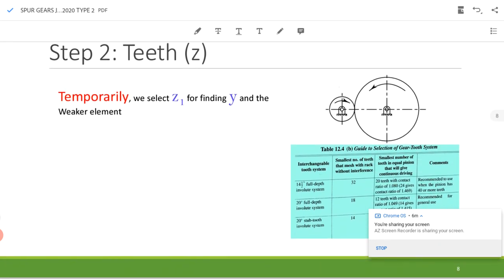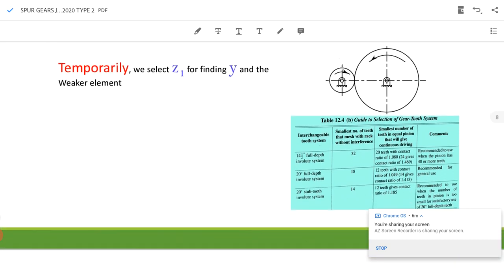For this type of question, I will take Z from the table only to find the value of Y. So I use a temporary value Z1 from the table, because module equals diameter by Z, M equal to D by Z, and we already know the value of diameter. If we take Z from the table, such a module cannot take the required torque. So the module cannot be found from these two equations, because the diameter is known and Z is also known. The module should be found from the strength equation, the Lewis equation.